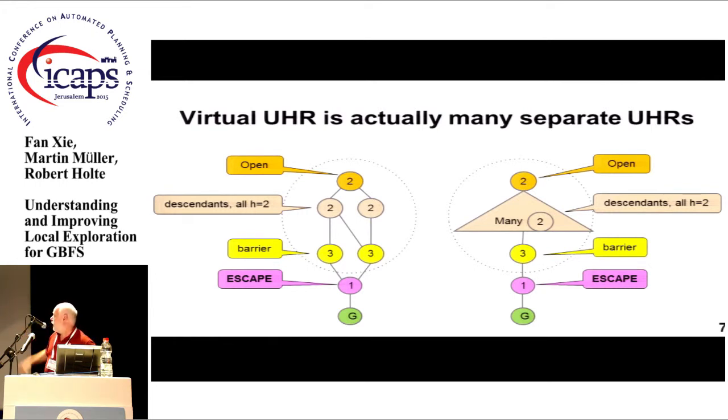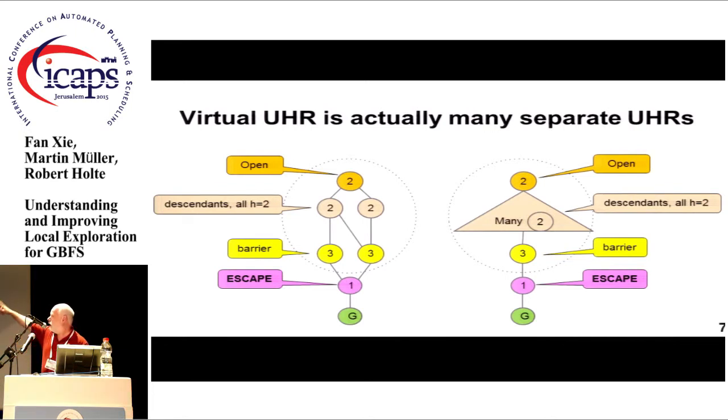There's the one on the left and the one on the right, and I use the same color scheme here. So if you look at just one side of this picture, you'll see the same structure we saw in the previous slide. You'll see there's an open node, and then all its descendants that have a value of 2 are in that gray color. Then there's the barrier nodes, and then the escape nodes at the bottom, and the goal nodes down below that. So this is the composition of that large virtual UHR: it is actually made up of a whole bunch of little separate UHRs. And these aren't virtual anymore.